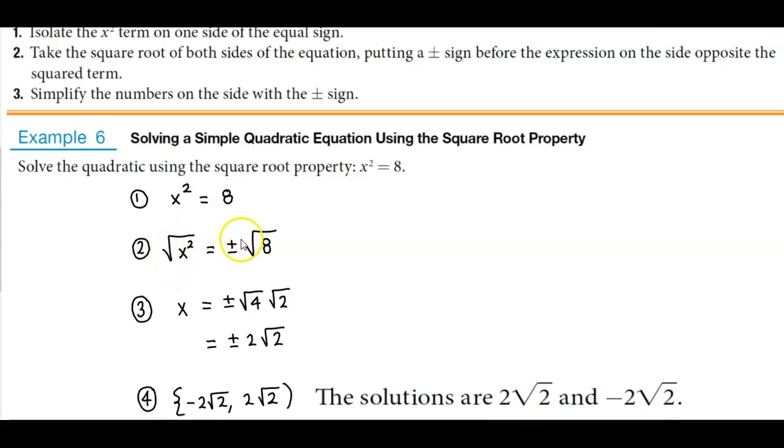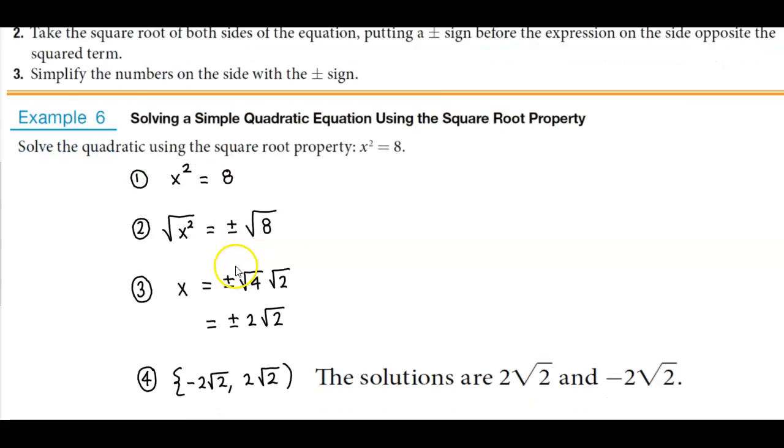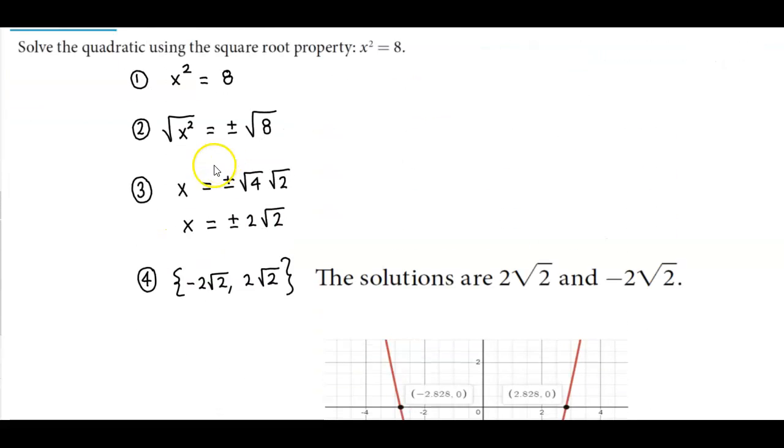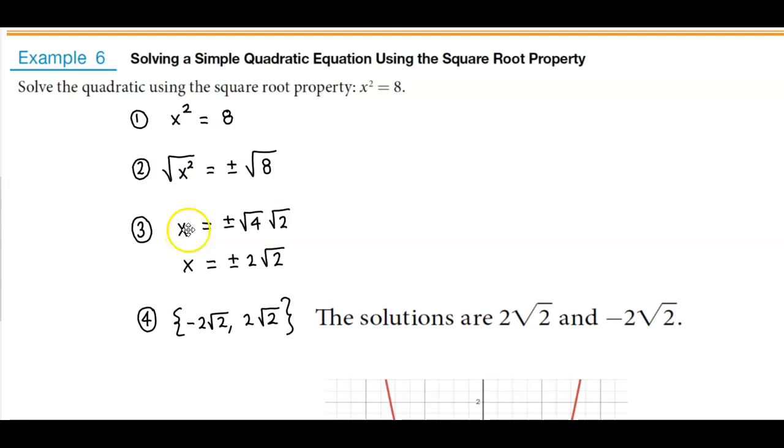So we have to take the square root of both sides, and again, do not forget to write plus or minus. Number 3. So for number 3, what do we have to square to get x squared? Well, the answer is x. And over here, what do we have to square to get 8?